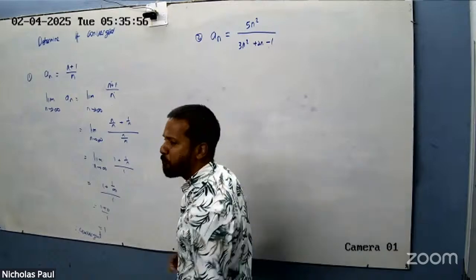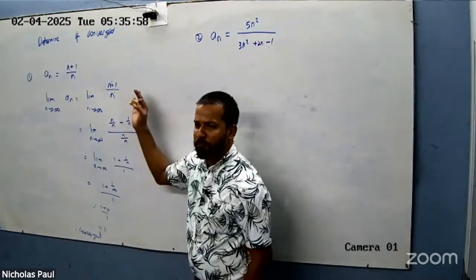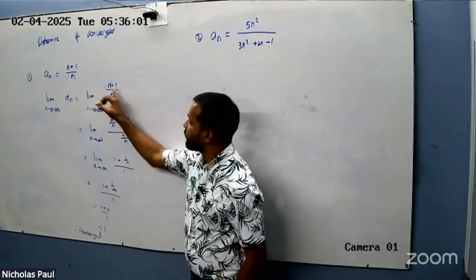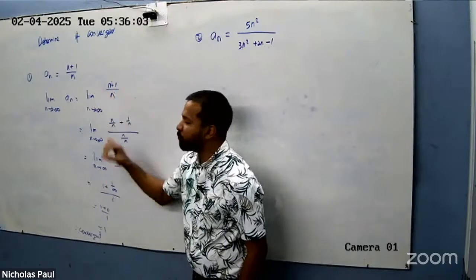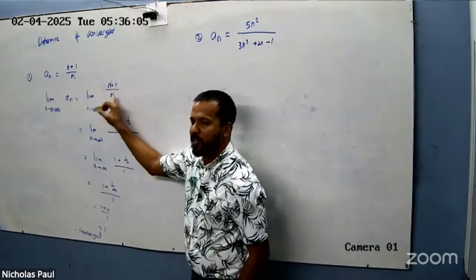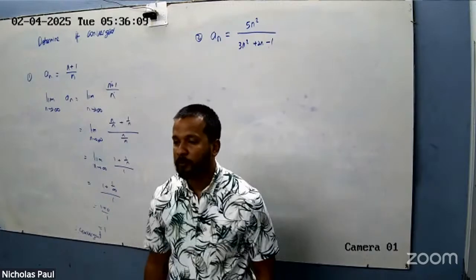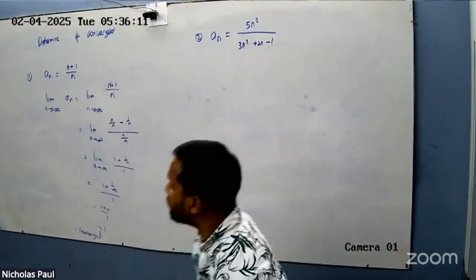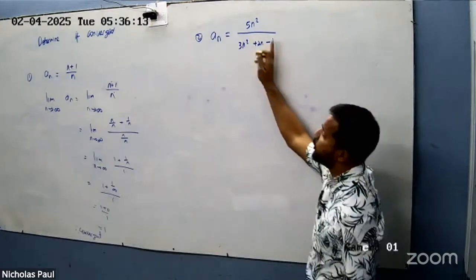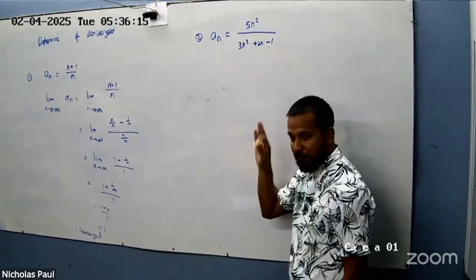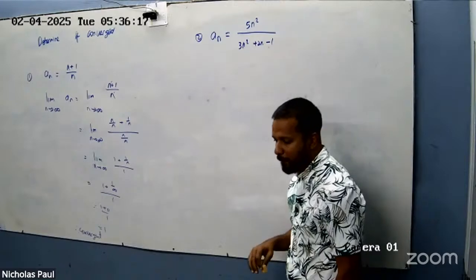Oh, by the way, you should all use L'Hopital. So if you differentiate, you will get one, differentiate, you will get one. No, no. You differentiate the numerator by itself, the denominator by itself.